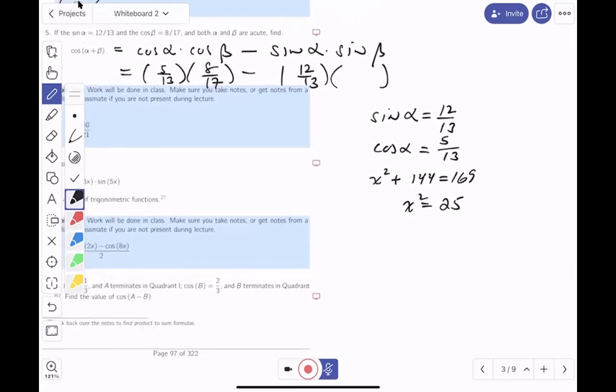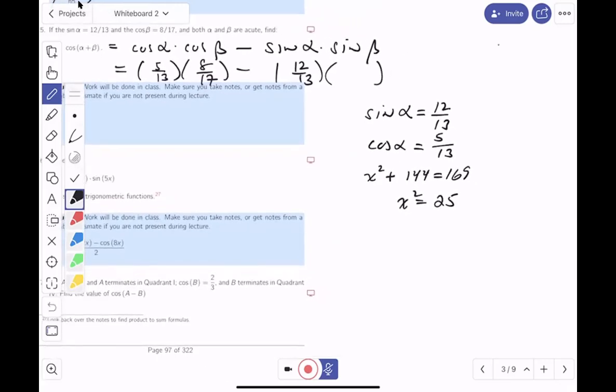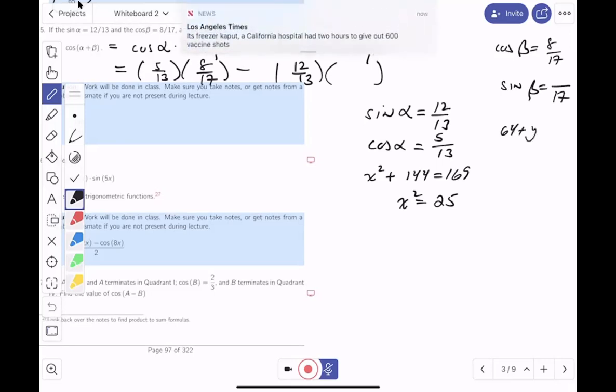All right, let's do another one. And I'm going to put down the cosine of beta now. And I know that to be 8/17. So what do I know? Beta is also acute. It's in the first quadrant. So the sine of beta has to be positive. Radius is 17. Let's write this down. I know x is 8. That's the abscissa, which is 64. Y squared equals 17 squared, which is 289.